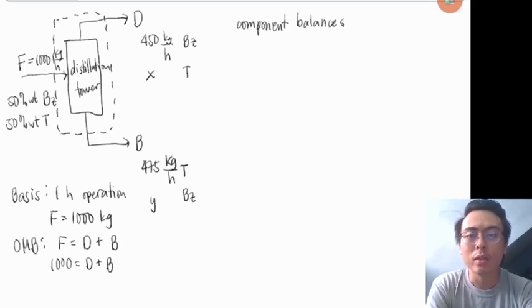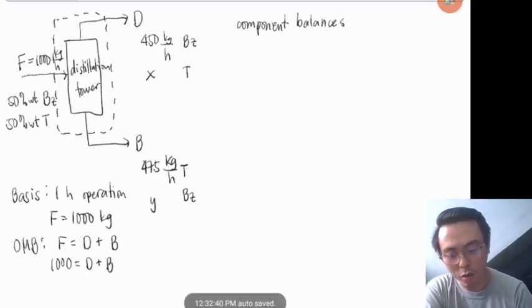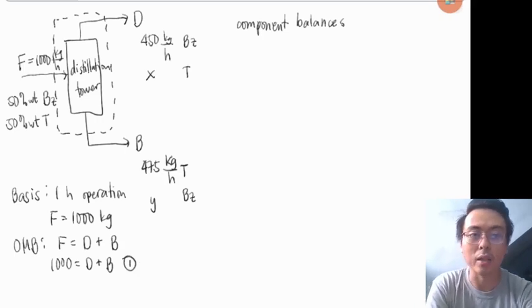So in total, we now have four variables: D, or the distillates, B, or the bottoms, and we also have X and Y. So mathematics states that we have four unknowns, therefore we should also have four equations. And we already have our first equation in the simplified OMB. To get the remaining equations, what can we do?